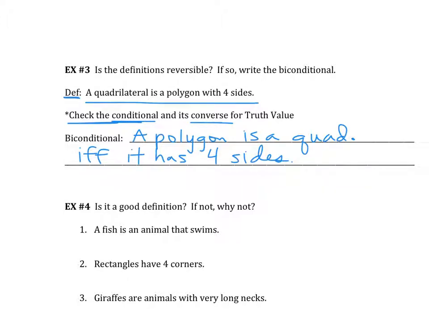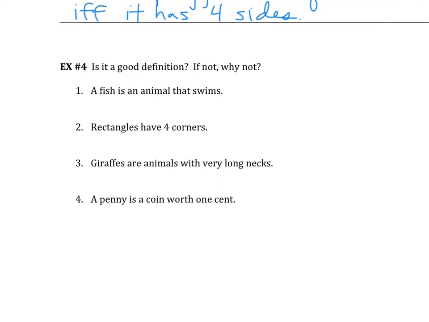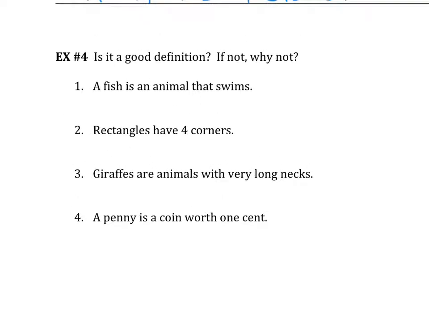Okay, questions on that? Okay, tell me this then. Are these good definitions? A fish is an animal that swims. If it's not, you should be able to give me a counterexample. If it is, you should be able to write a biconditional for it. A fish is an animal that swims. Who thinks that's a good definition? Who thinks not a good definition? I got 3 opinions, 4 opinions.